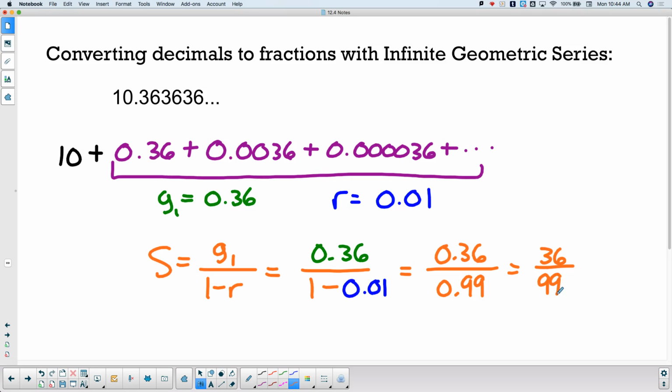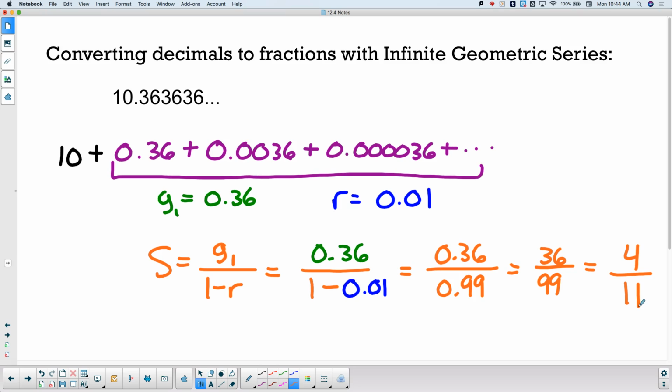Okay? Is 36 divisible by 3? Yes, because 3 plus 6 is 9. 9 is divisible by 3. Is 36 divisible by 9? Yeah, you guys ever see this trick? 36, okay, so it's divisible by 9 4 times. So this is 4 over 11.